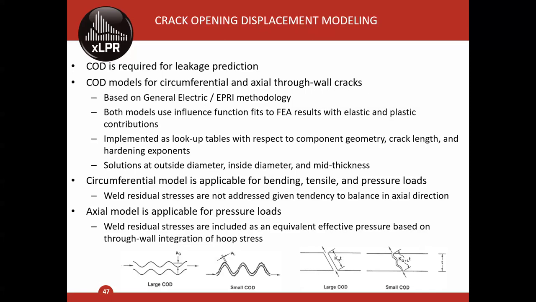Circumferential COD includes contributions from tension, bending, and crack face pressure loading. Axial COD includes contributions from pipe internal pressure, weld residual stress, and crack face pressure, with the weld residual stress being applied through an effective pressure term. As I discussed previously, the crack transition models calculate correction factors for the COD in the case of transitioning through-wall cracks. The couple of figures below provide an example of what a large or a small COD would look like.